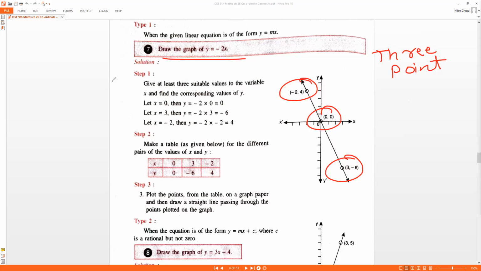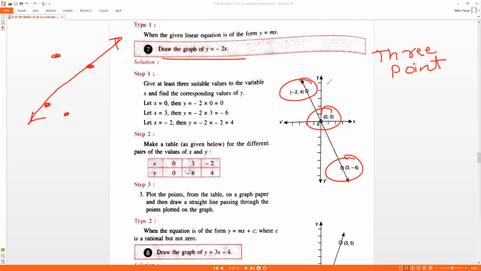Why 3? Because last time I told you, if you take any 2 points, a straight line always passes through them. The 2 points are always collinear. But whenever you take the third point, it may or may not be collinear. Collinear means if the points lie on the same line, they are called collinear. One and only one line passes through any two given points.